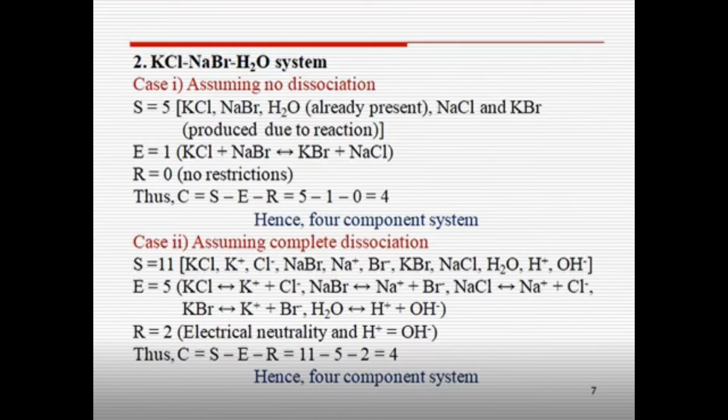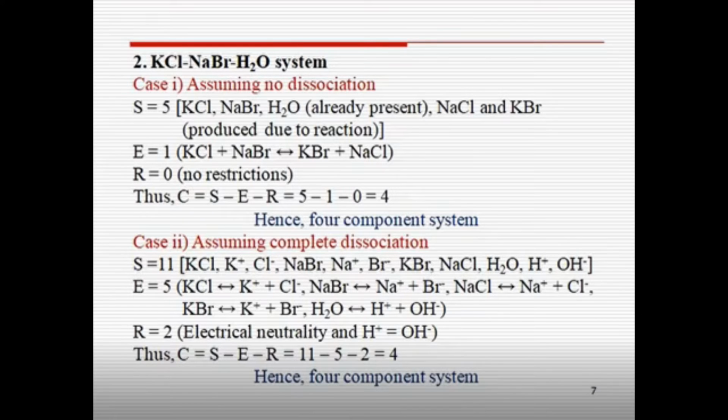Second example is of the potassium chloride, sodium bromide, water system. Here we will discuss two cases. In the first case, we will assume that the salts and water do not undergo dissociation. So in this case, we have the number of species equal to 5: 3 already present, that is potassium chloride, sodium bromide and water, and 2 more species, that is sodium chloride and potassium bromide. They are formed by the reaction of potassium chloride and sodium bromide.